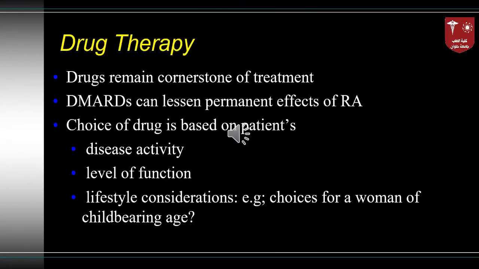Medical treatment or the drug remains the cornerstone of treatment of patients with rheumatoid arthritis. As I mentioned before, DMARDs are the disease-specific treatment. It's either broad or synthetic DMARDs, or specific or biological DMARDs. The choice of this drug depends on the disease activity, the level of function of the patient, whether he's active or living a sedentary life, and other lifestyle considerations, like if we have a woman who is pregnant, which drug you will choose for her. And another factor which is not mentioned here is the economic status of the patient.